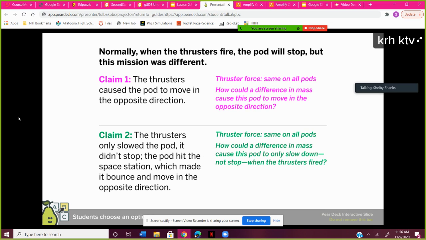And then for claim 2, how could a difference in mass cause the pod to slow down but not stop when the thrusters are fired? So it slowed down and hit the space station. All right, is it less massive or is it more massive than usual?